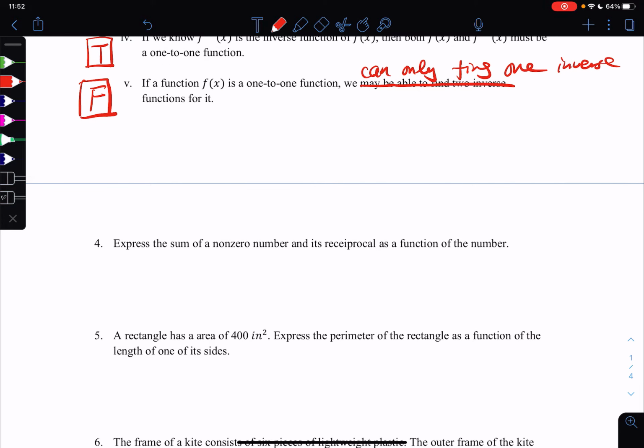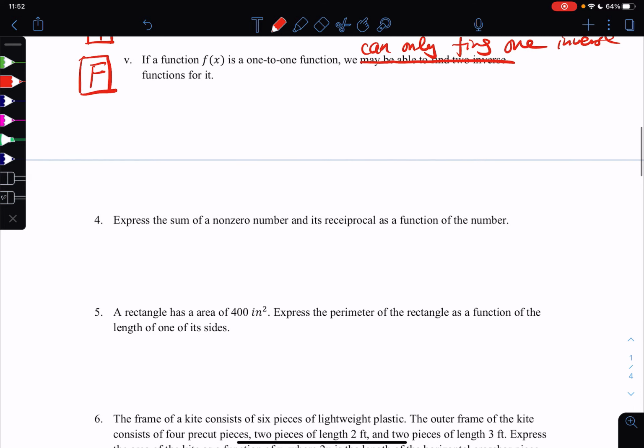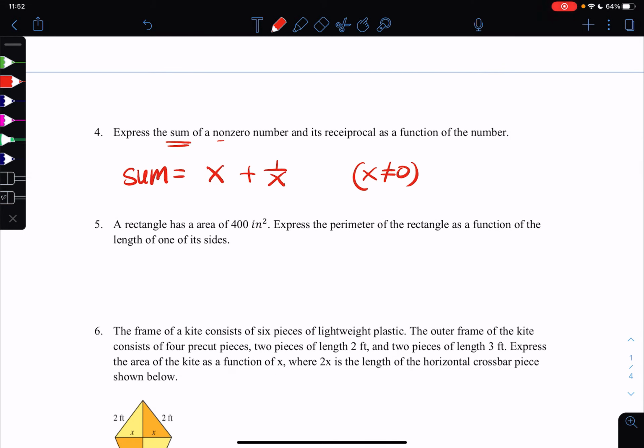So the next couple of problems express the sum of a non-zero number and its reciprocal as a function of the number. So for your expression of sum, you have two parts. Clearly you want x and its reciprocal. It did say I want it to be non-zero, so you have x does not equal 0 in this structure. The next thing is you want to express the parameter.